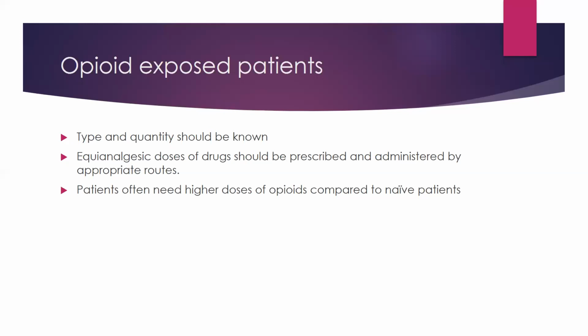So you need to know the type and quantity that the patient is using. Then you should be able to give an equianalgesic dose of opioids. So most of these patients will need a higher dose of opioids compared to opioid naive patients, and you have to prescribe the opioid. So it is good to know.